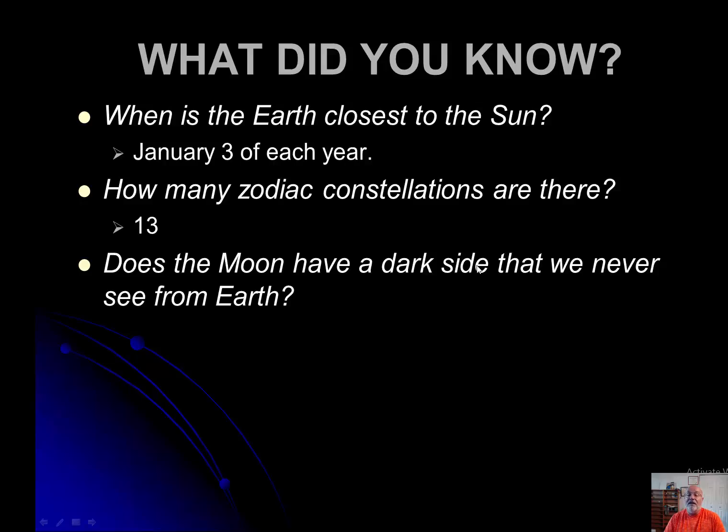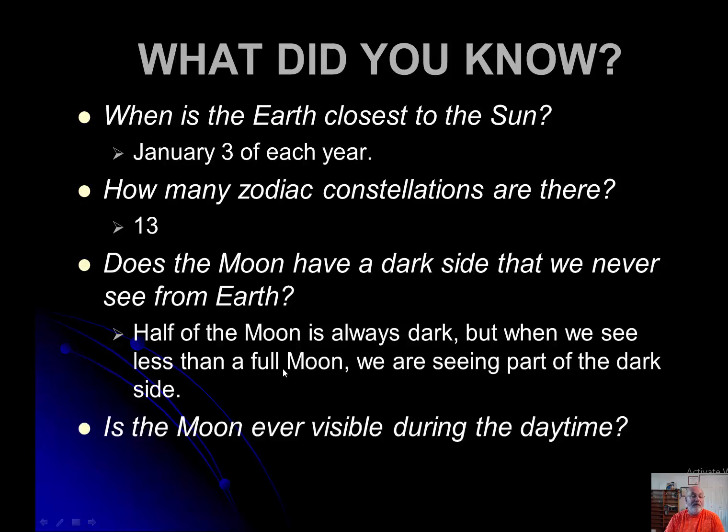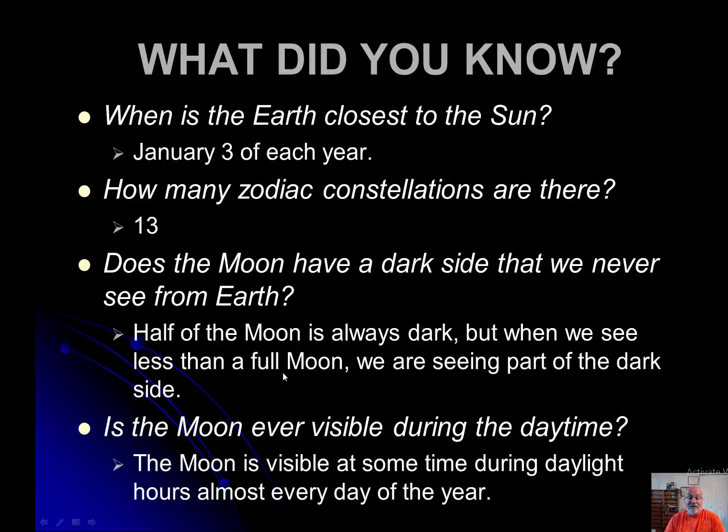Does the moon have a dark side that we never see from the Earth? Yes, it does, but it's not always dark. When it's new moon on our side, it's lit up. So half the moon's always dark, but the side we see at full moon, the side we don't see is going to be the dark side, and that's the only time it is dark, when it's a full moon for us. Is the moon ever visible during the daytime? About half the time, and about half the year.